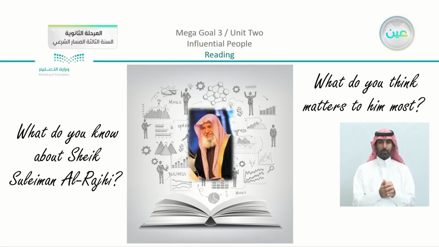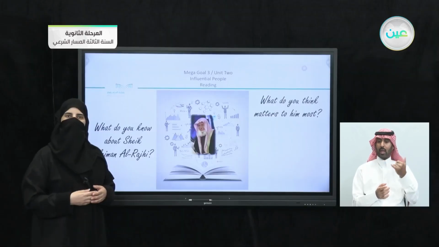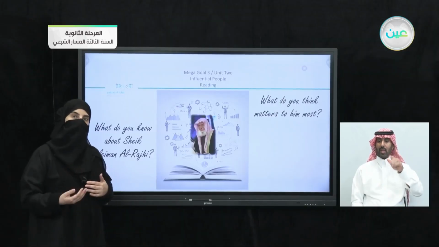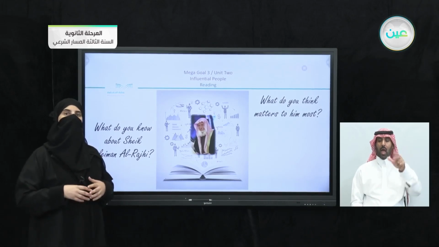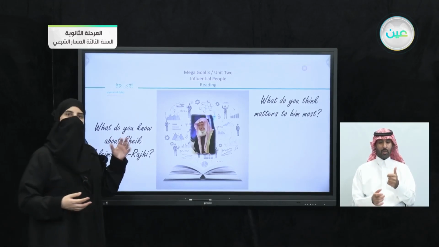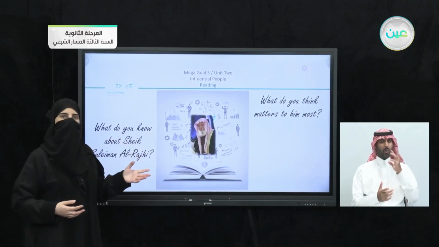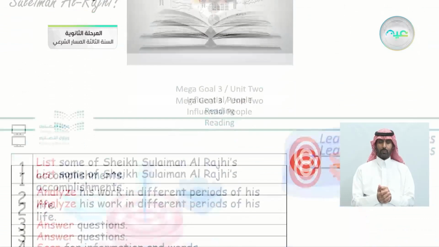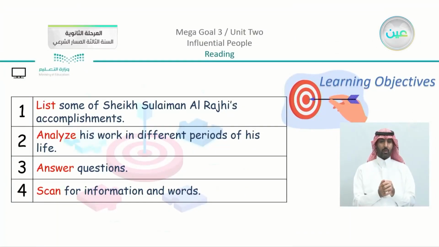We know that he is a famous figure in Saudi Arabia, but the question is, what do you think matters to him most? So do we know him personally? No, but because he is a prominent figure here in Saudi Arabia, there is something that he must be famous for. So we are going to study more and just look at what we have in the reading lesson, but before that, we're going to read our objectives.